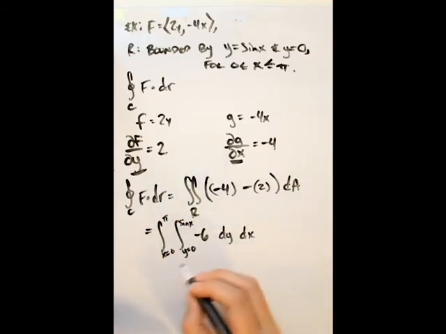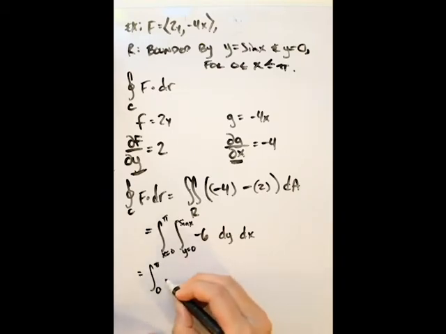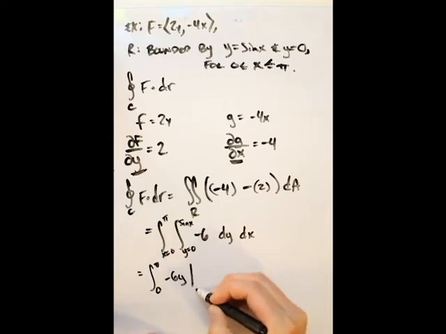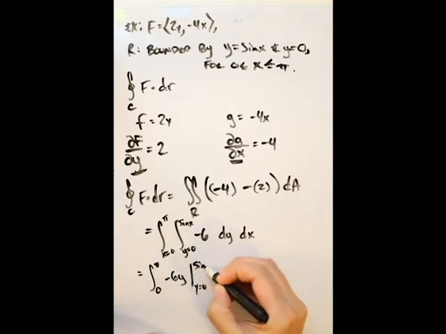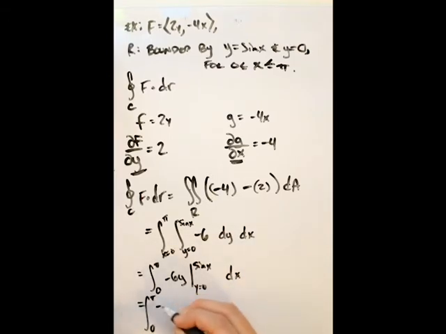Okay? And so this is a nice integral. We just get, so again, this is from 0 to pi for x. We get negative 6y evaluated from y is 0 to sine x. And this gives us negative 6 sine x. And then when we evaluate at 0, it's just going to turn into 0, so that term is gone. And now we integrate the outside integral.